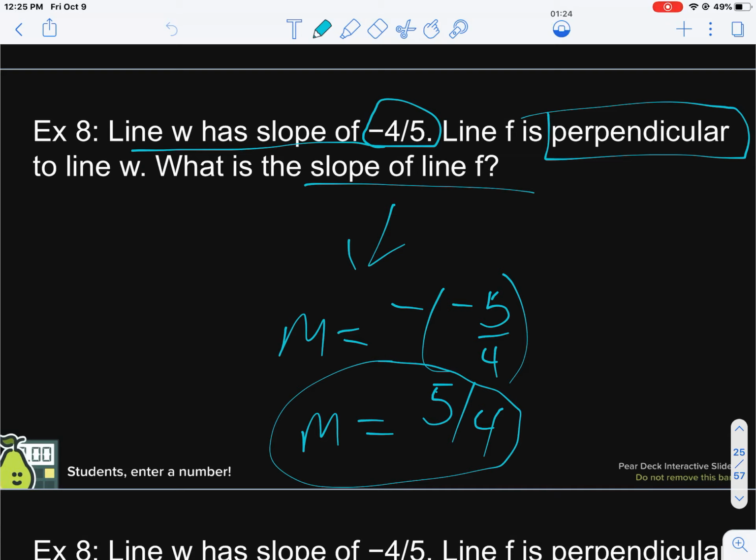Line f is perpendicular to line w. What's the slope of line f? Well, we take the negative reciprocal. So we take 4 over 5, we switch those, 5 goes on the top, 4 on the bottom, and we change the sign. So it becomes positive 5 over 4.